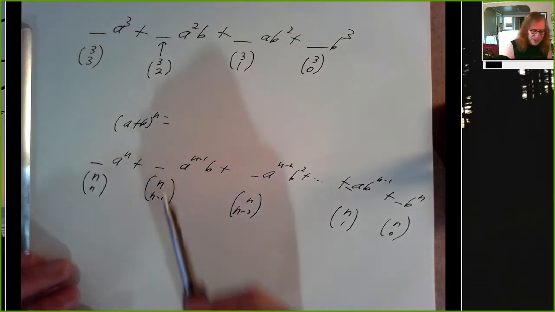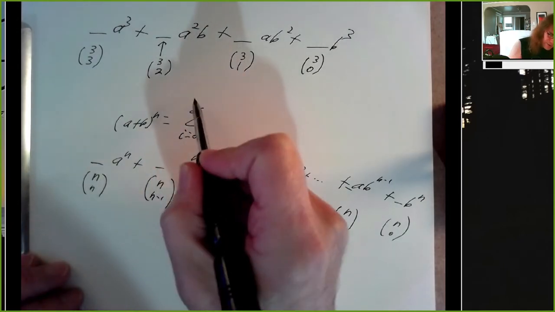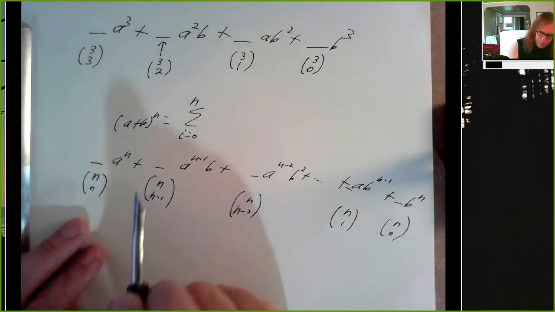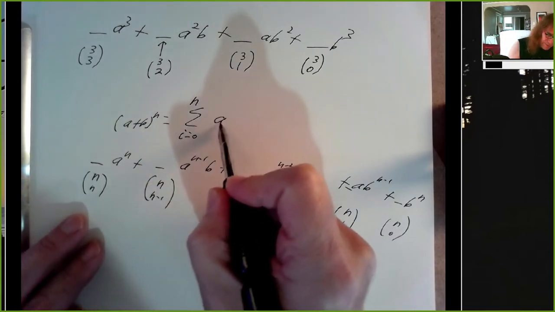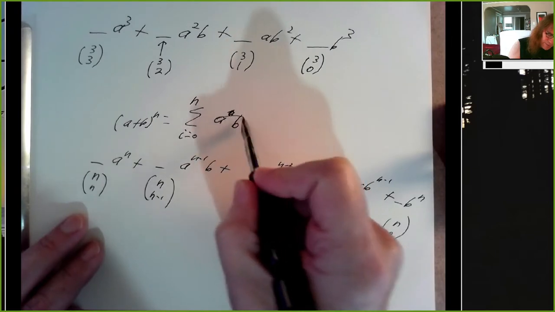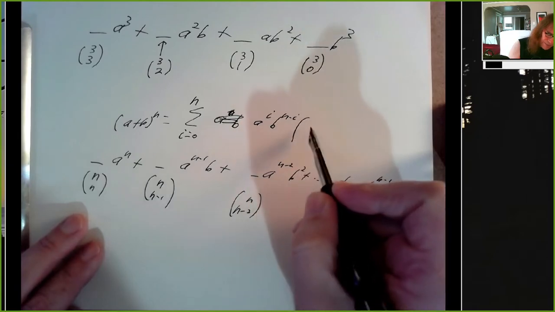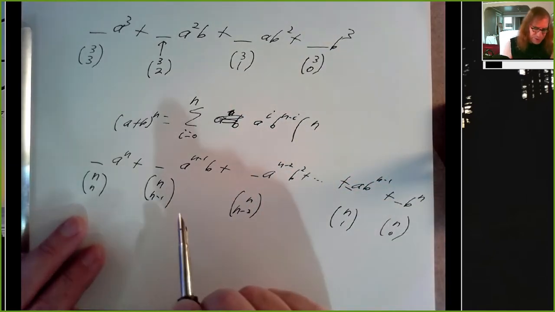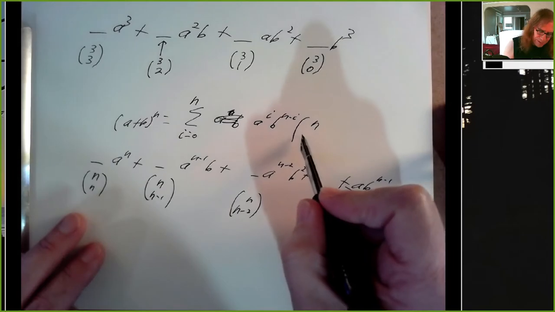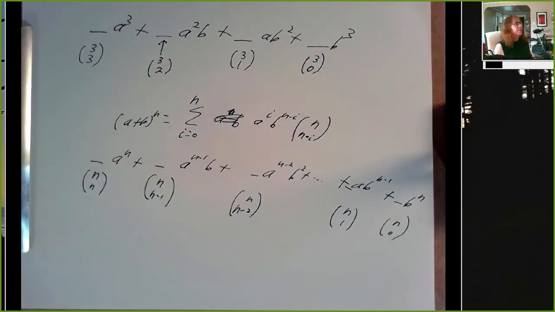So (A plus B) to the N is equal to the sum from I equals 0 to N of A to the I, B to the N minus I, times N choose, and if we're doing A to the I, N minus I. And that's kind of a cool result.